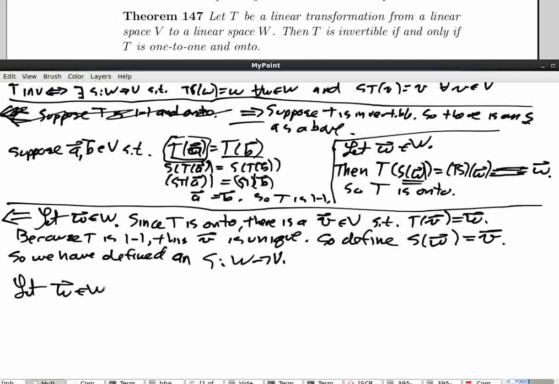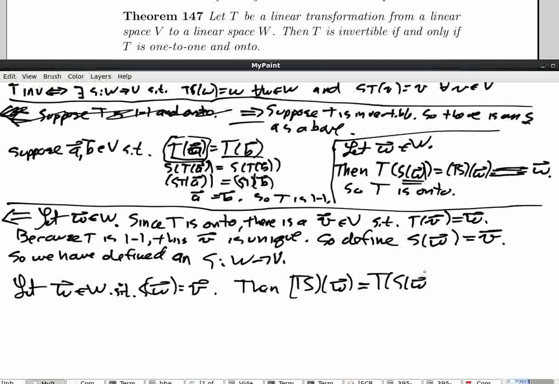Let w belong to W, such that S of w is equal to v. Then T of S of w, I want this to be w, but I need to follow the rules I've set up here, is equal to T of S of w by definition of composition. What's S of w? Oh, I defined S of w to be v.